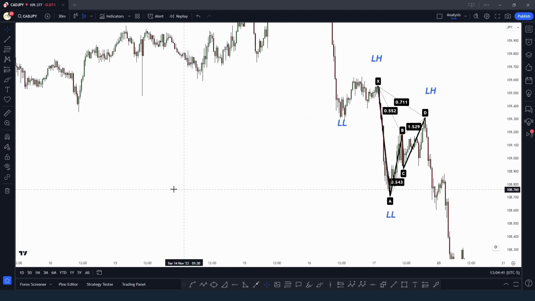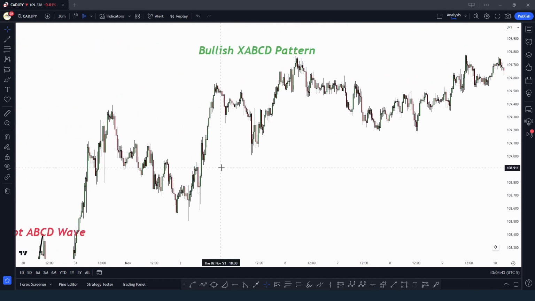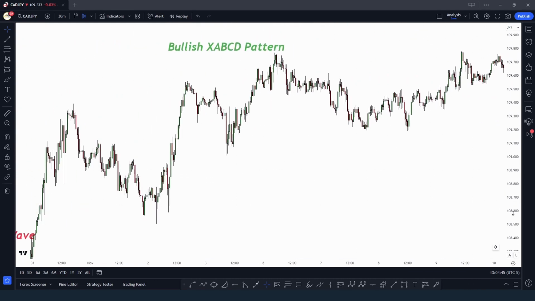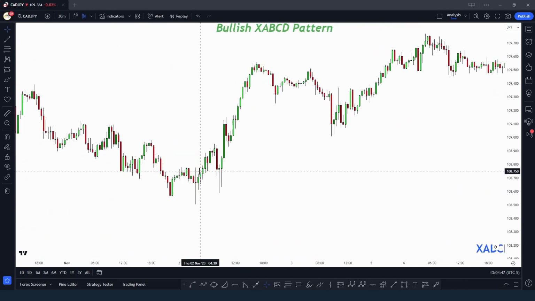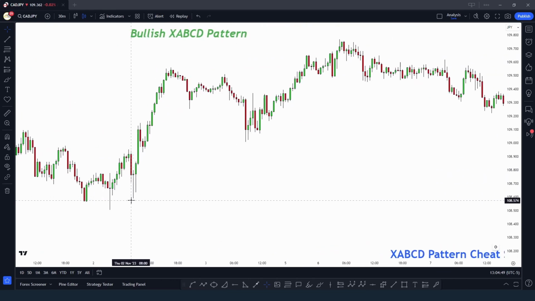Similarly, let's go ahead and take a look at another example so that you can understand it even better. So here we can see again the formation of this bullish XABCD pattern, and I can just go ahead and take this tool and then start marking the wave. So from here we can start marking the wave.